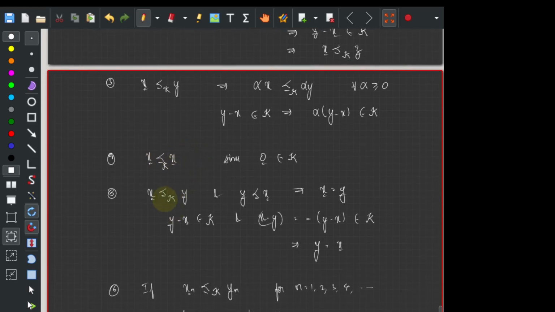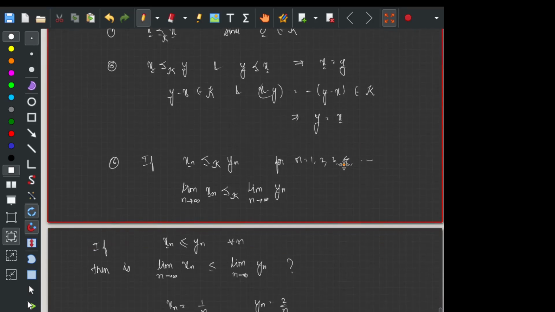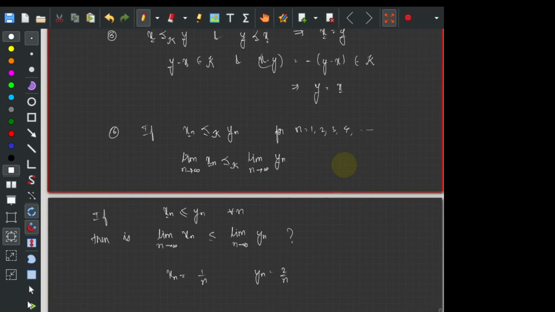And also, if x is less than or equal to y and y is less than or equal to x, then this implies that x is equal to y. Right? And it's also preserved under limits. And all of these hold only if K is a proper cone. So if some of those properties of being a proper cone are not satisfied, then you don't have all of these properties holding true. One of these potentially might be violated.